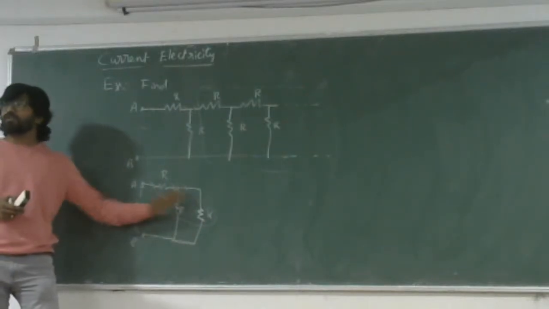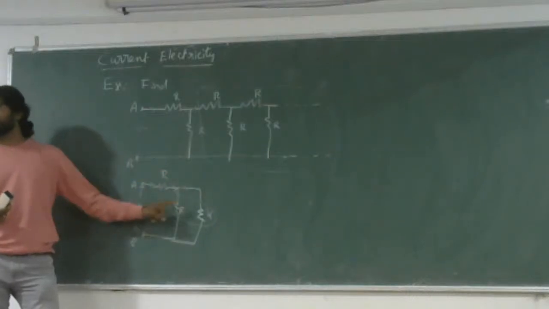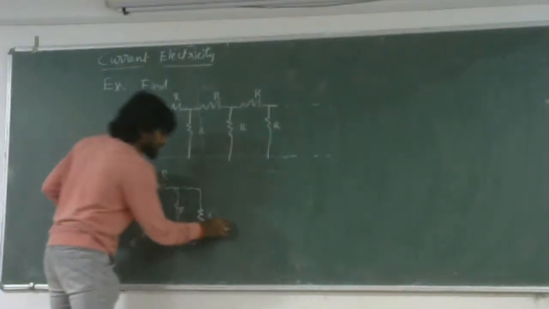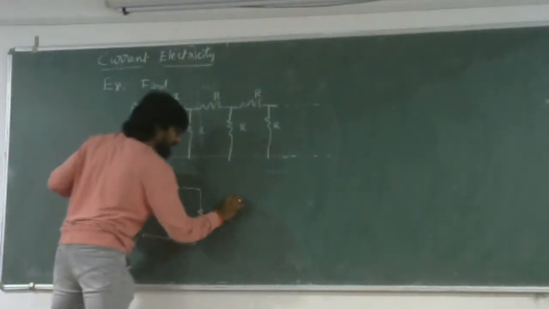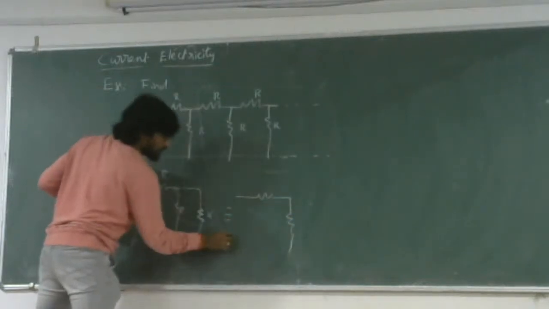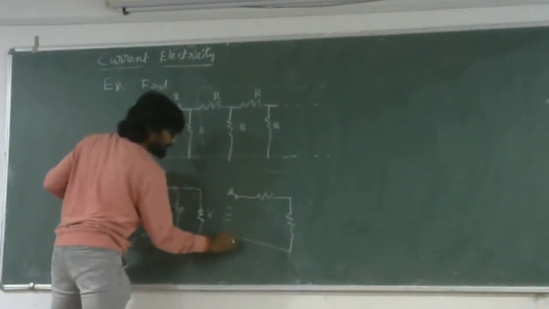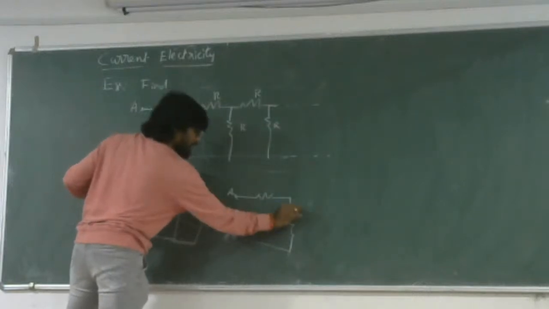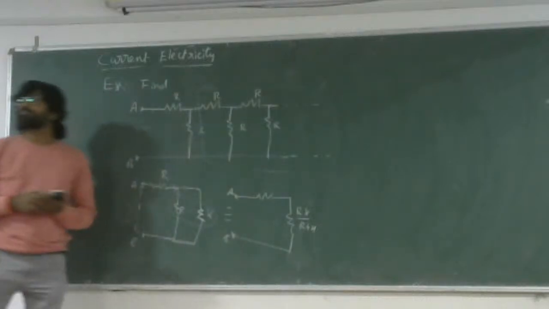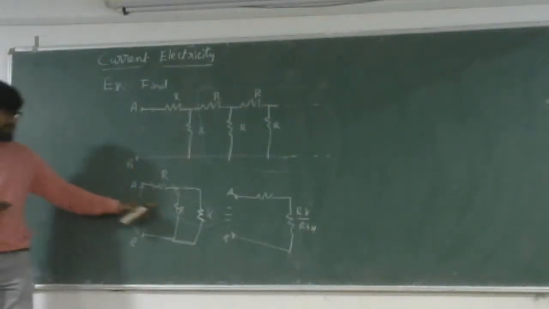If it is R1, R2, the effective resistance will be R1 R2 by R1 plus R2. So it is R into X by R plus X. You have to replace this with the effective resistance and then redraw it. This is R, this effective resistance of these two, this is A, this is B, this will be R into X by R plus X. Got it? That is the effective resistance of these two.